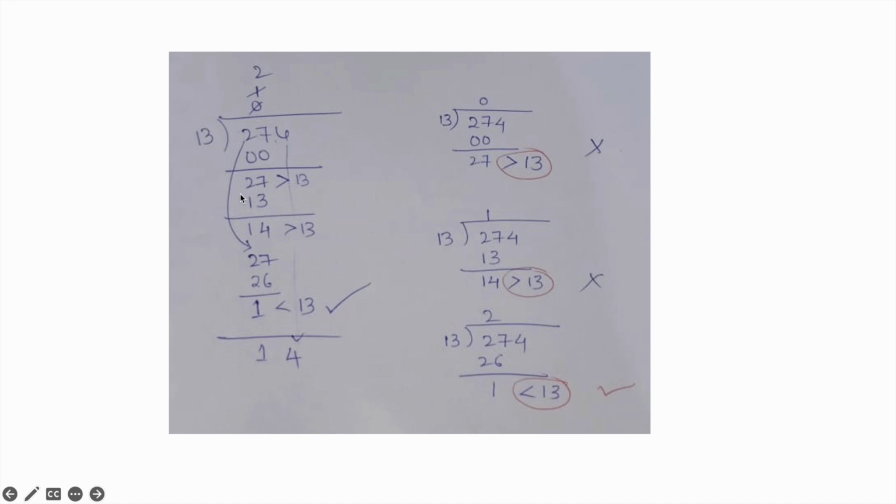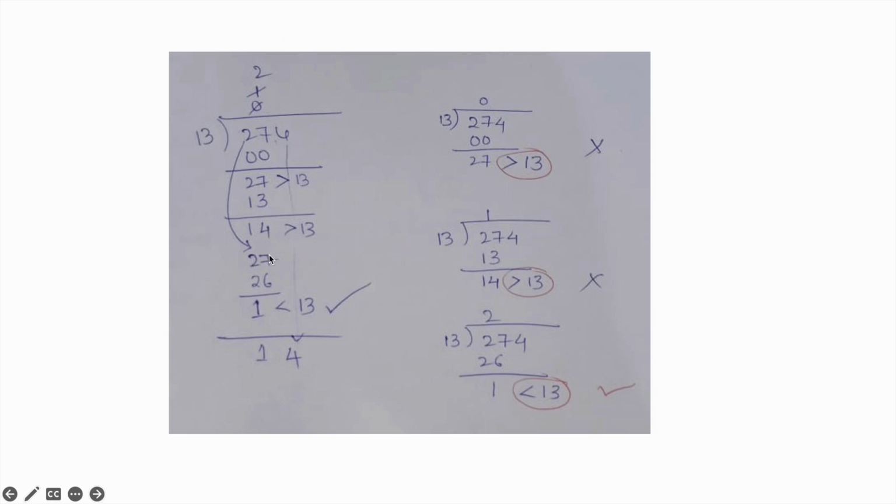27 is restored, and the 13 will be again checked with the next number. 13 ones are 13. The remainder is 14, so it is again greater than 13. So 27 is again restored. 13 twos are 26, and the remainder is 1. So till it gets the correct value, it keeps on using all the digits 0, 1, 2, 3.